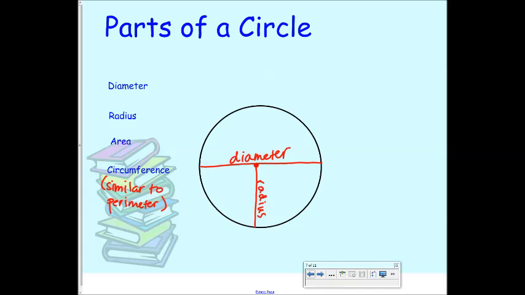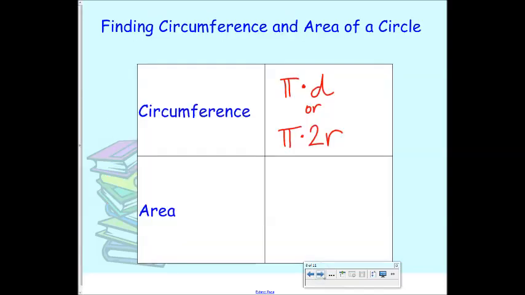So that's why when you see any equation with circles, you need pi. That's where it comes from. That's why we have pi, because it's the number of diameters that it would take to wrap around the circle.